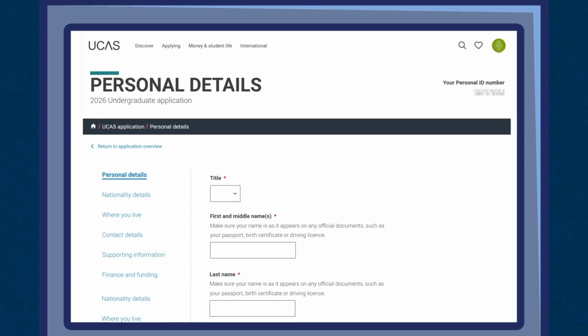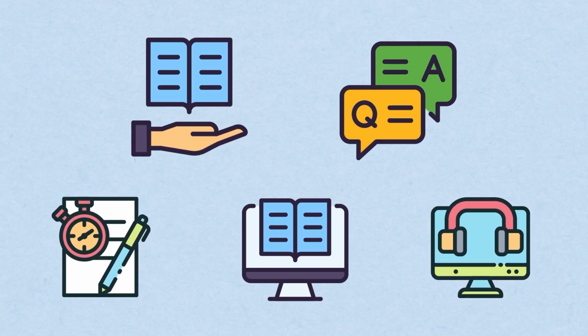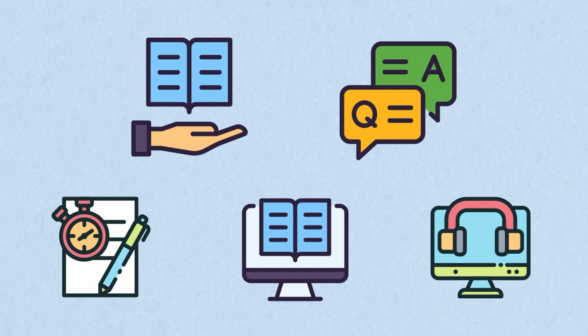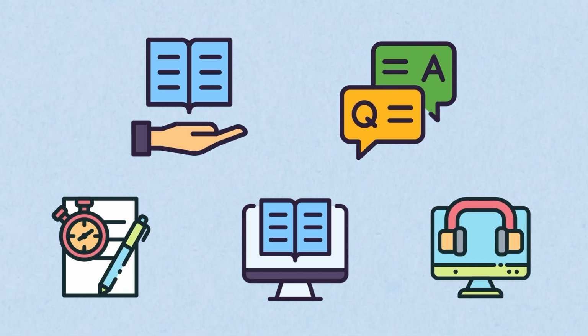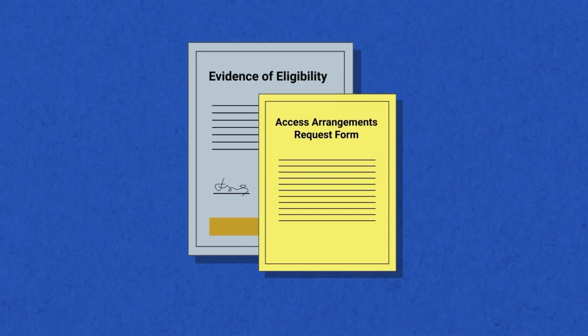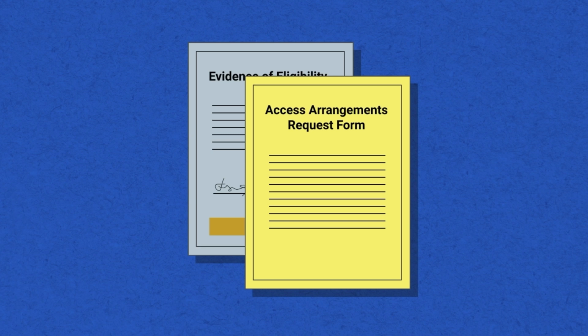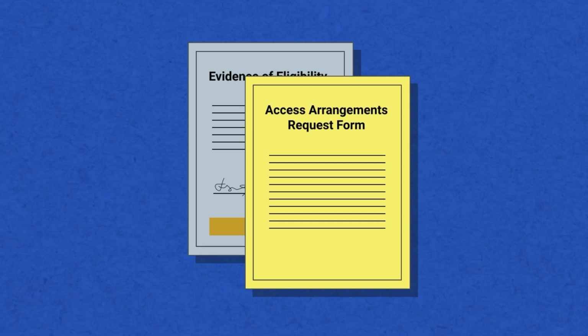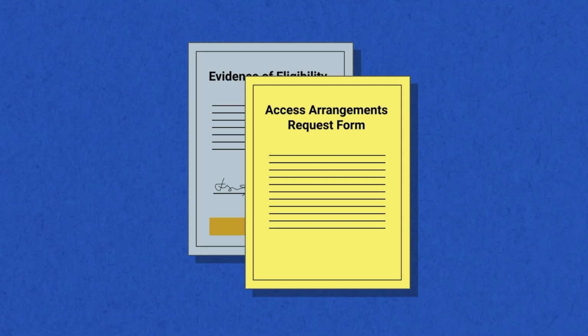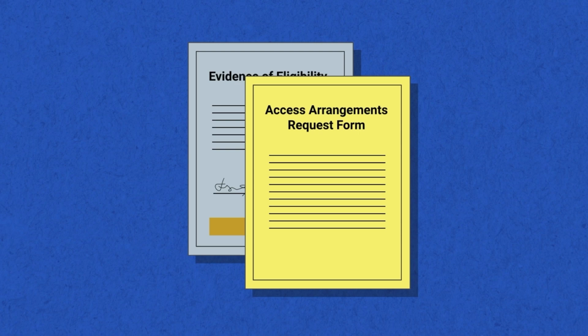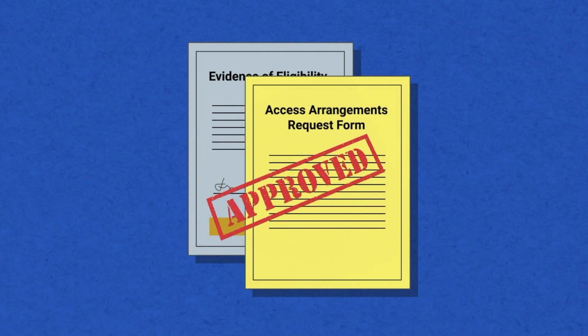It is particularly important that you register early if you are requesting access arrangements, as this involves a few additional steps. You will be required to submit documented supporting evidence of eligibility from a medical or educational specialist and have your request and evidence approved by Oxford.